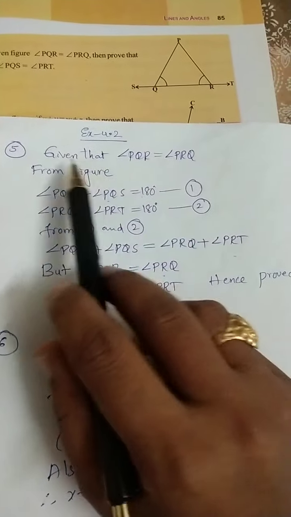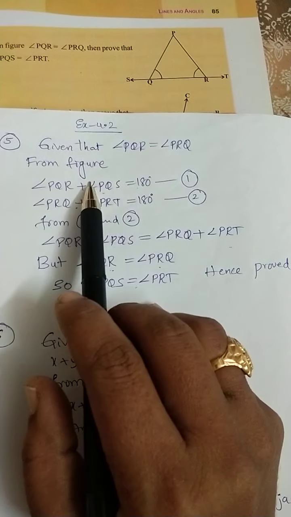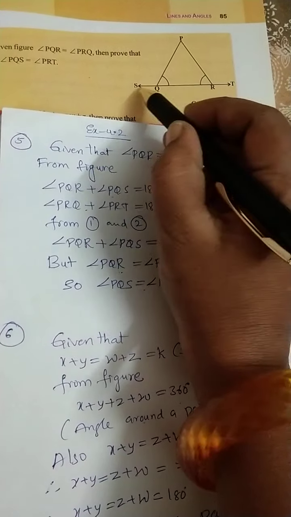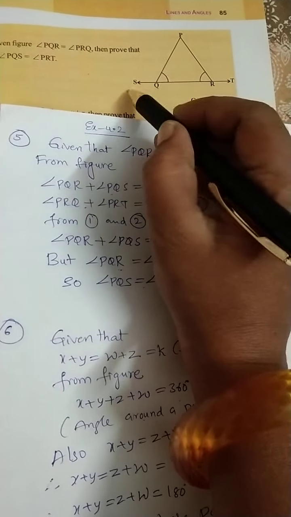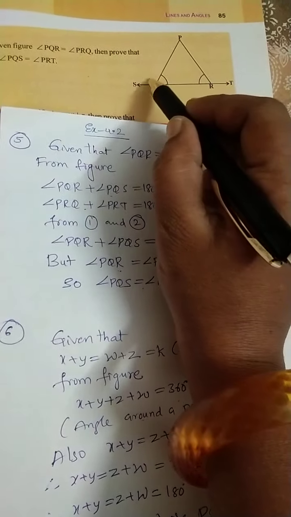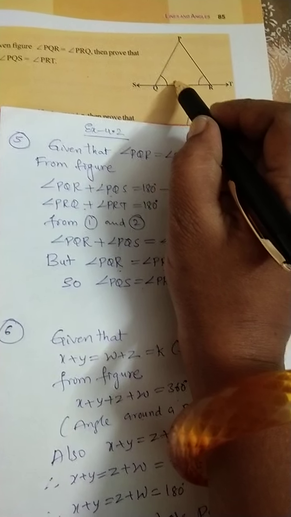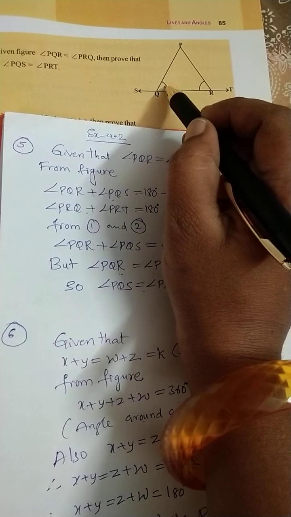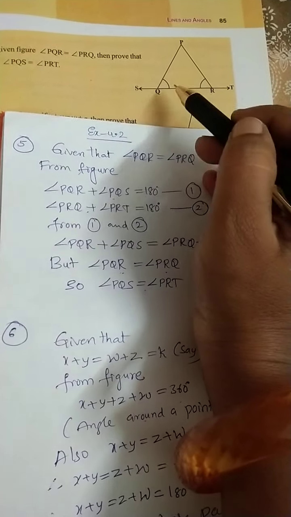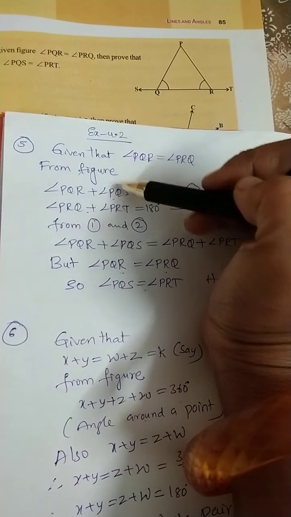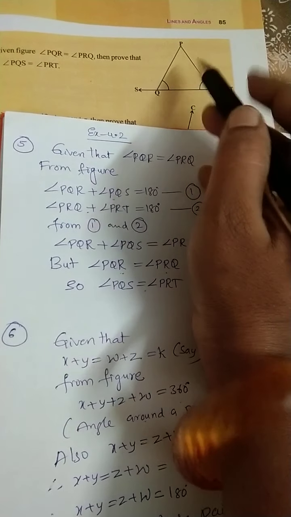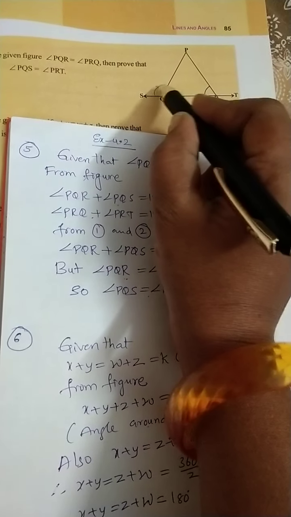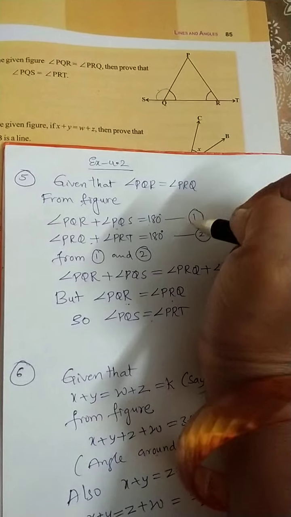Now see here. From the figure we can write that the sum of these two angles will give a straight line angle. ST is a straight line. So the sum of these two angles we need to take. So we can write, angle PQR, this angle, plus angle PQS. The sum of these two angles, this side angle, is a straight line angle, so the sum of these two angles is 180 degrees. Let us say equation 1.